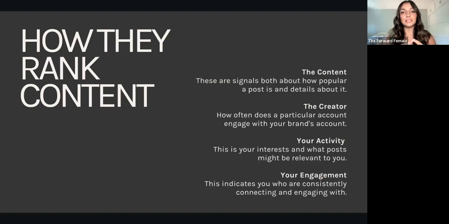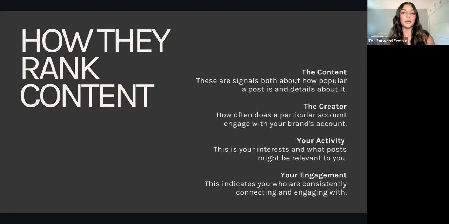But this is your likes, your comments, how many people are sharing it, how many people are saving your content, that kind of thing. So how popular is the content that you're putting out? And that is based off of all of those things, how people are interacting with it. So then we have the creator. So if you are putting out the content, you're the creator.